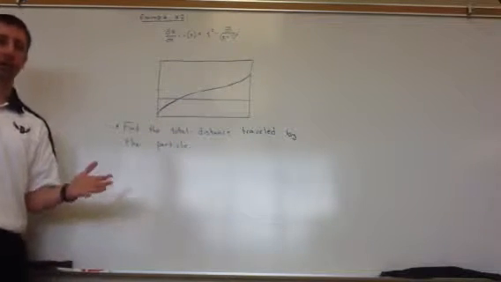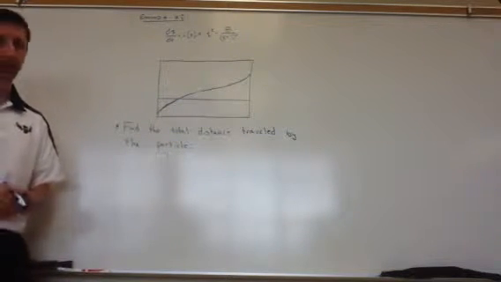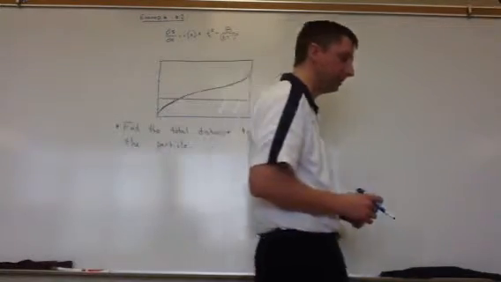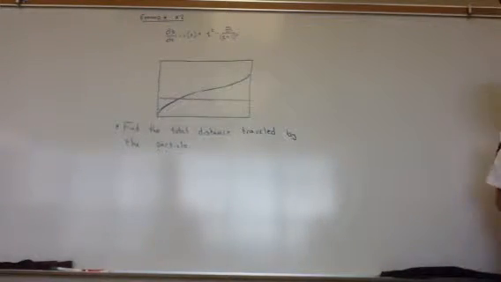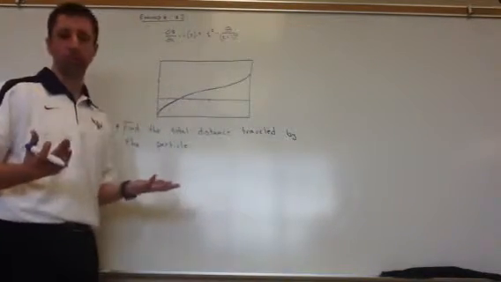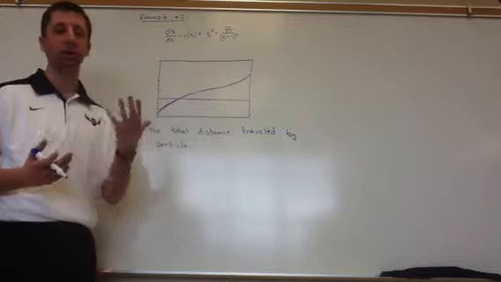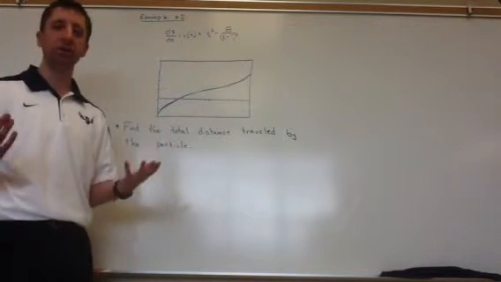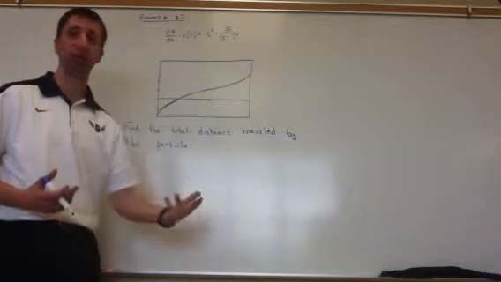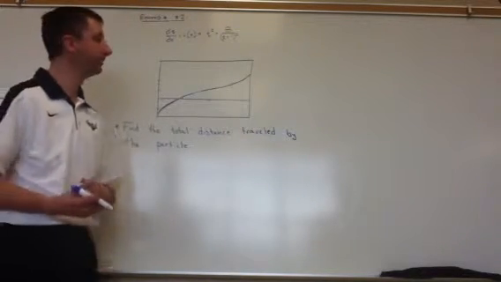We already have talked about how displacement works. If I start here and I walk 1, 2, 3 paces, turn around, walk 1, 2, 3 paces, I'm right back where I started. My displacement is 0. But the total distance that I traveled was not 0. I traveled 6 paces, 3 there, 3 back.